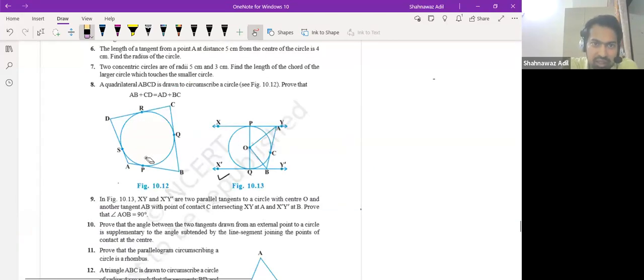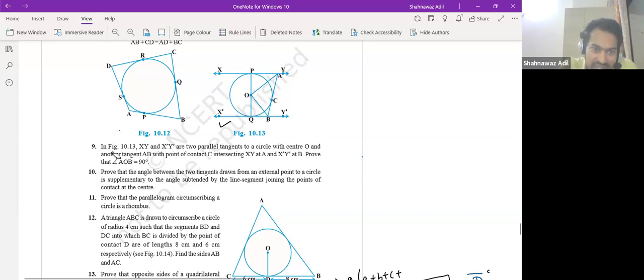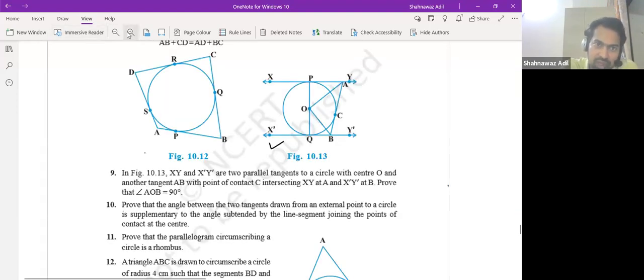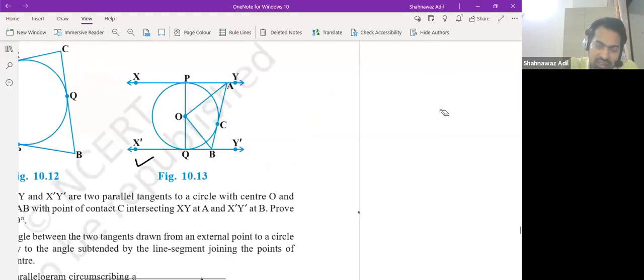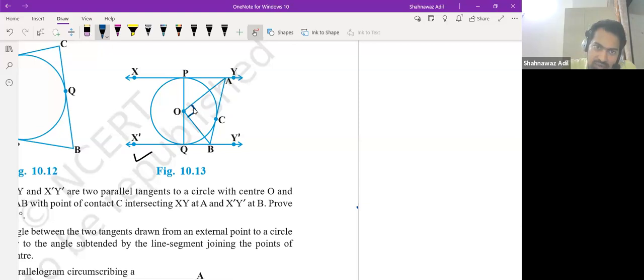Okay. So the next question is what question? 10.1. You already know that my drawing is bad, so I will use this drawing. So this is the question. XY and X prime Y prime are two parallel lines. So these are parallels, and these are tangents also. XY and X prime Y prime are tangents, and this AB is also a tangent. So we have to prove that angle AOB, let me zoom this one, this angle is 90. Okay, guys.